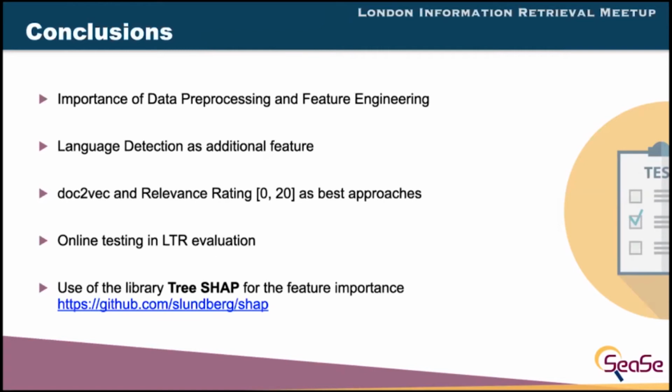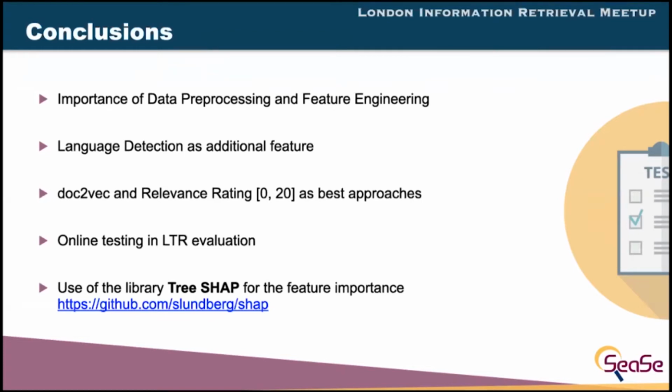So the model where we have used doc-to-vec techniques and the relevance rating from 0 to 20 is the best model in terms of performance. The differences with the other models are very small, so we cannot tell exactly why it performed better than the others. But it will be interesting to evaluate them online to see if they are actually as similar as they seem, or if there is some difference online that the offline evaluation could not identify.